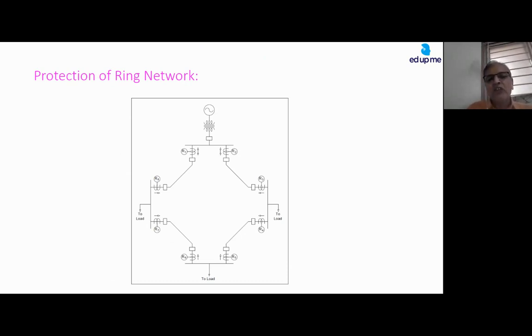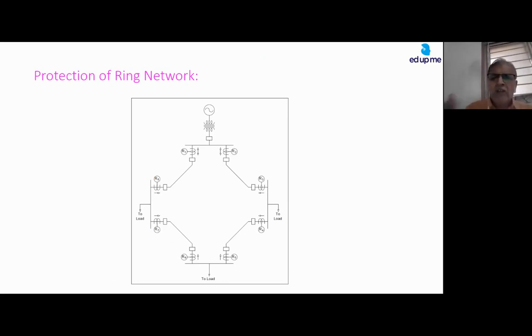And if the power flow changes, I will have to change the setting of the relays. That means I will need relays not with a single setting, that means single plug setting or single time setting. I will need that the relay should have a group of settings, some four, five or six groups of settings, so that the settings of the relays can be changed, the settings can adapt with the new requirement of the power system, right? Because the power system is dynamic.